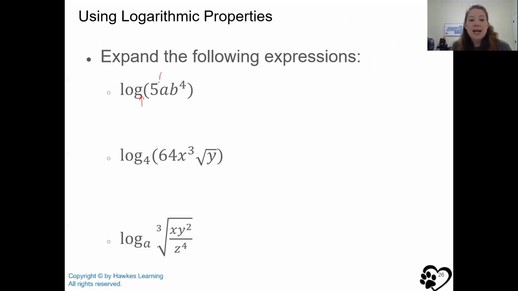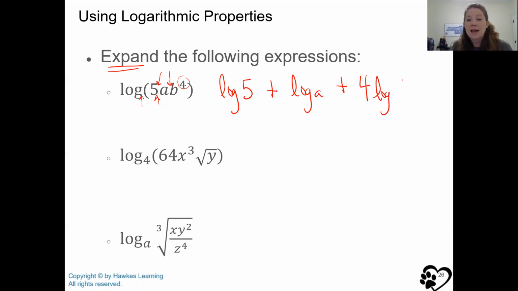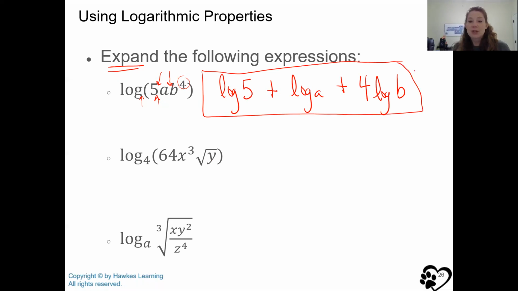And then I see 5 times A times B to the 4th. So since I see multiplication, to expand it, that means we're going to use addition. So what would that look like? We're going to do log base 10 of 5 plus, because of multiplication, log base 10 of A plus another multiplication. And now we're going to bring that 4 and put it all the way in front, plus 4 times log base 10 of B. And that's it. We have expanded that expression.